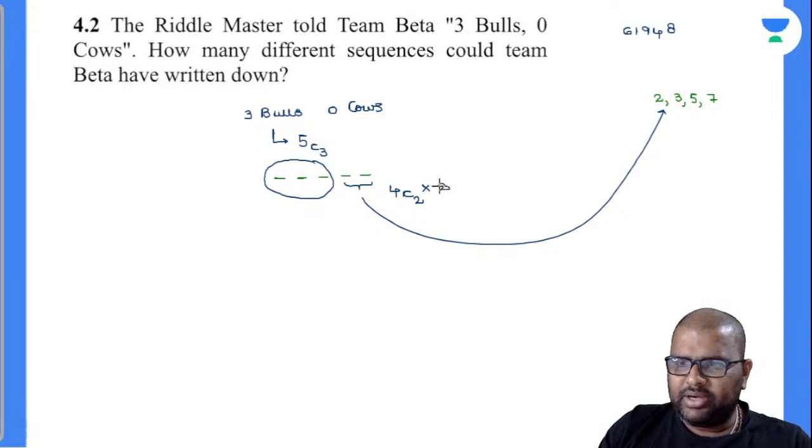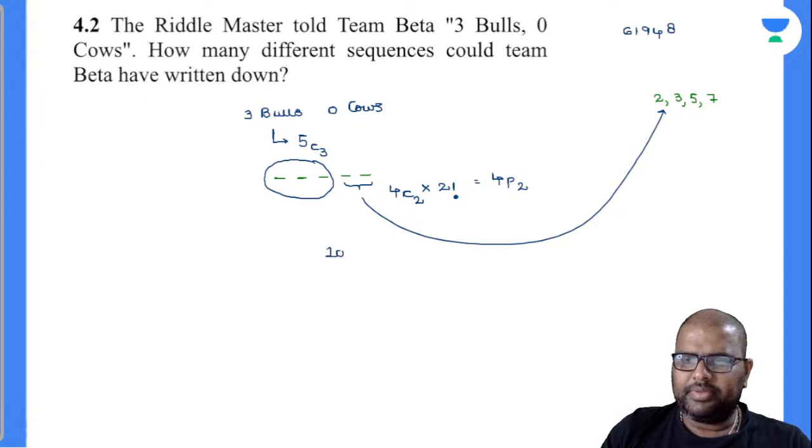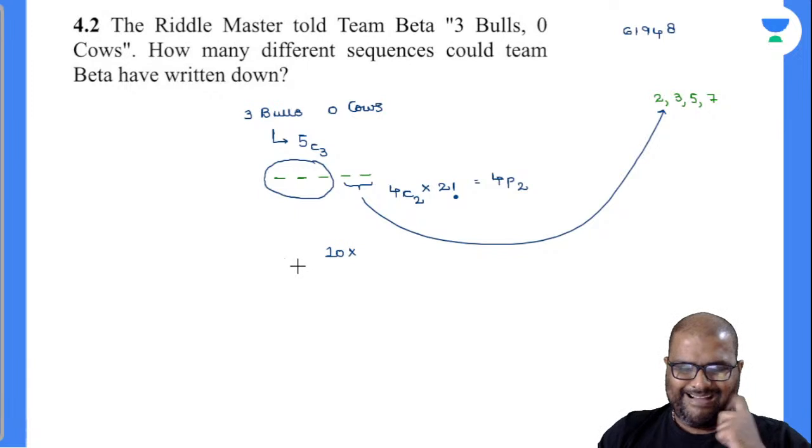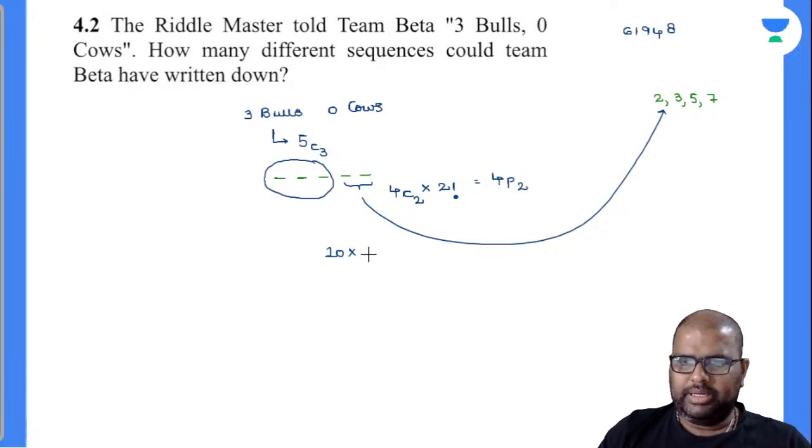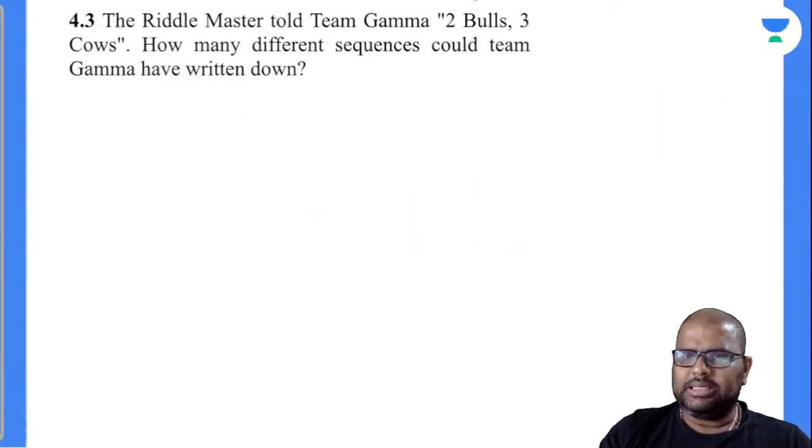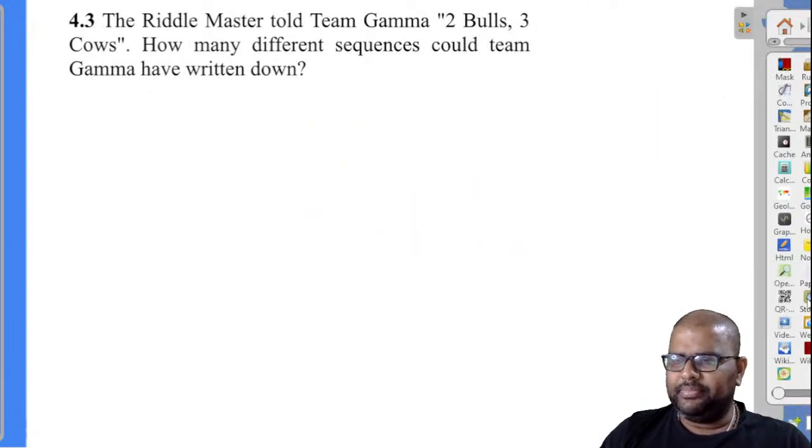So is it 2 factorial? Yes, it is 2 factorial, which is nothing but equal to 4P2. What will be the answer there? 5C3 is nothing but equal to 10, and 4P2 is nothing but 4 factorial by 2 factorial, so automatically this will be 12. 10 times 12, 120 is your answer there. How many of you got the same answer there? Quickly done. Let's come to the next one, 4.3.